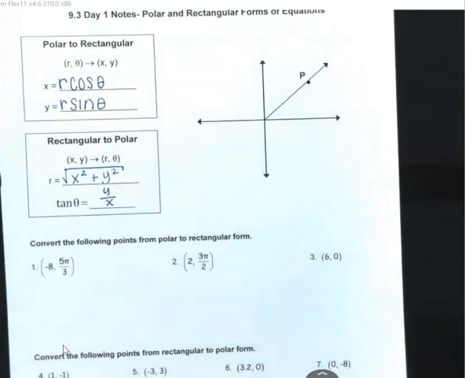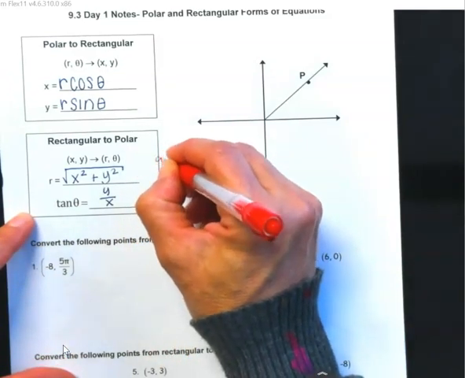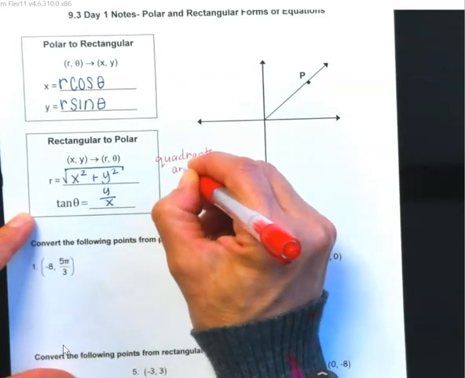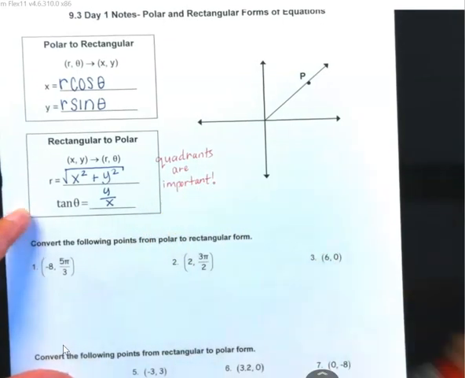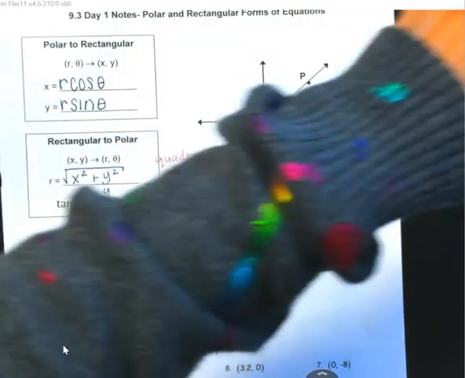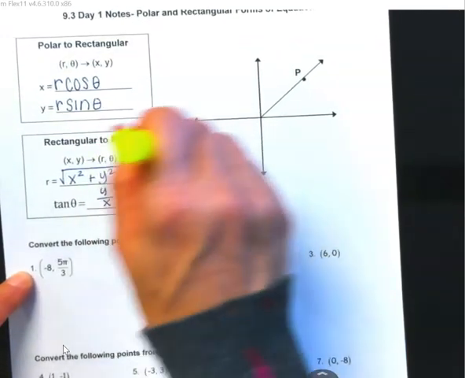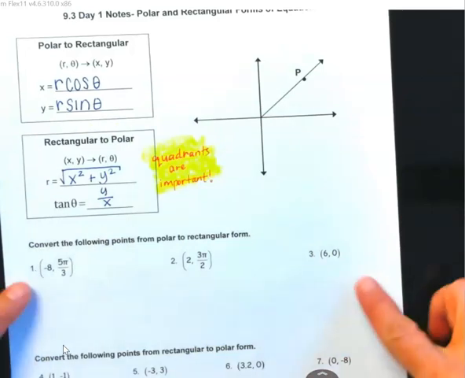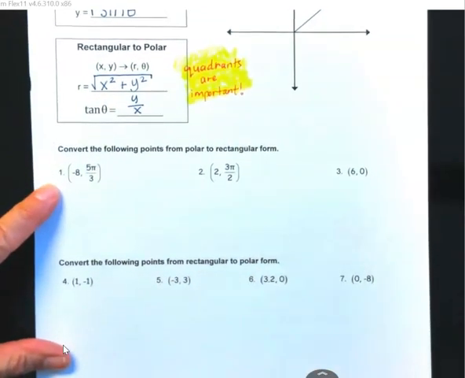And then both of these are super easy, guys. They really are. But to make this box even easier, quadrants are super important. For sure, if you want to keep these questions on a low level, then quadrants are your buddies. All right, so let's get started. We're going to do a few examples of converting from polar to rectangular, then from rectangular to polar.